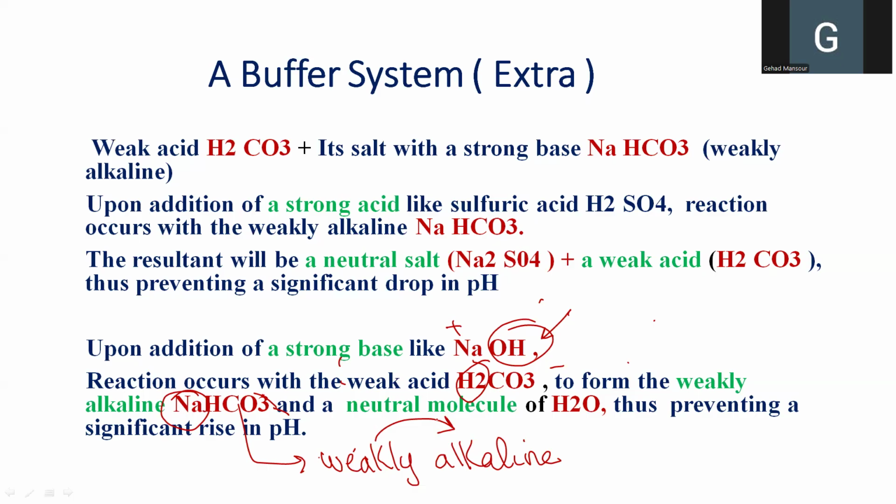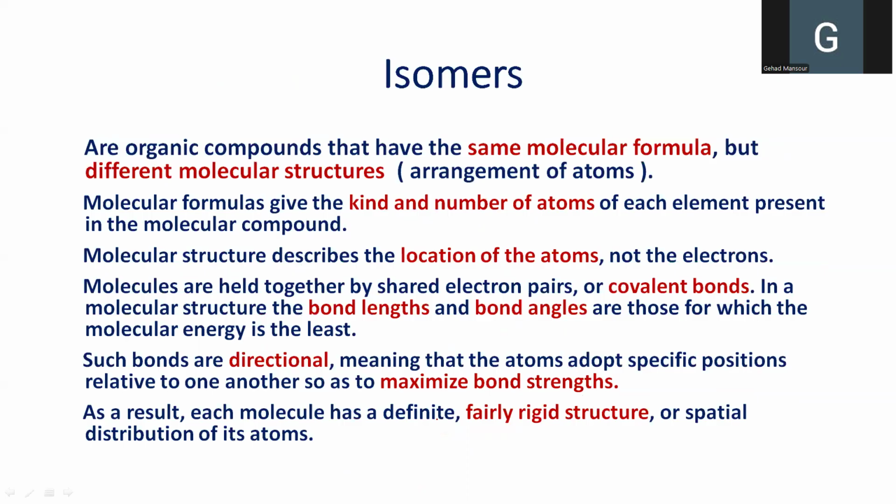So I started by adding a strong base, which is sodium hydroxide, and I ended up with a neutral thing, which is water, and a weakly alkaline molecule, which is sodium bicarbonate. So we've benefited from the buffer system because we converted the strong alkali, which was capable of significantly changing the pH of the blood and raising it, to a weakly alkaline substance. And that's why we said before, we didn't say that buffer systems prevent changes in pH, but we just said that buffer systems resist changes in pH.